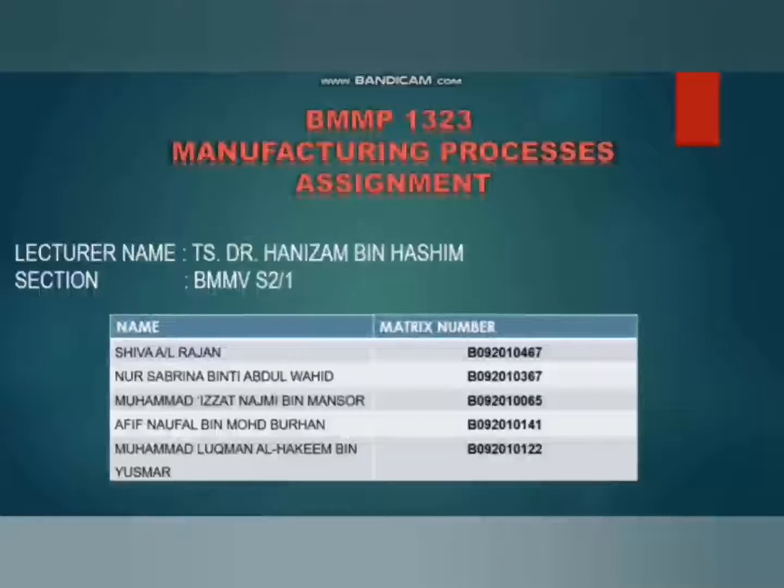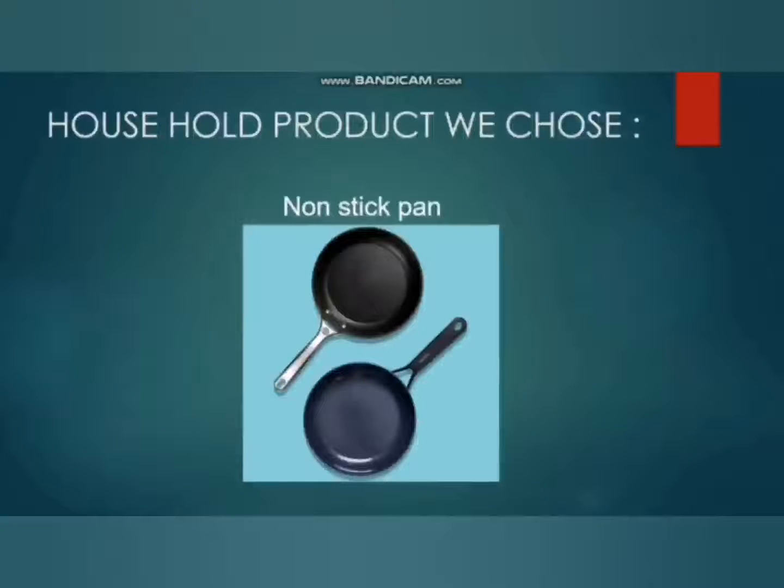The household product we chose to explain is the non-stick pan. A non-stick pan is a pan where the cooking ingredient doesn't stick and comes off easily. We will explain the manufacturing processes we have learned that are involved in the production of a non-stick pan. Now we'll move to the steps involved.